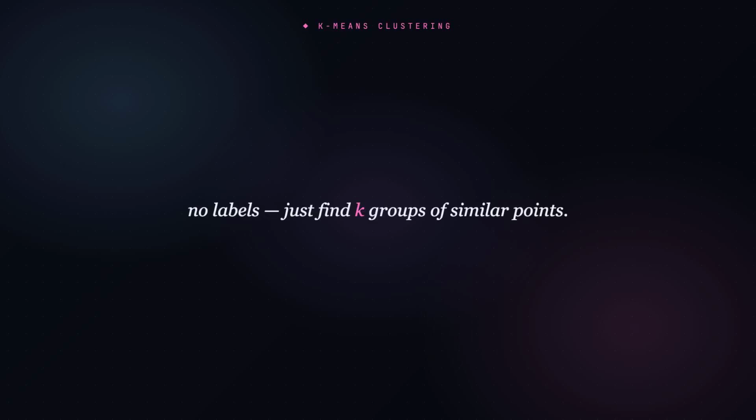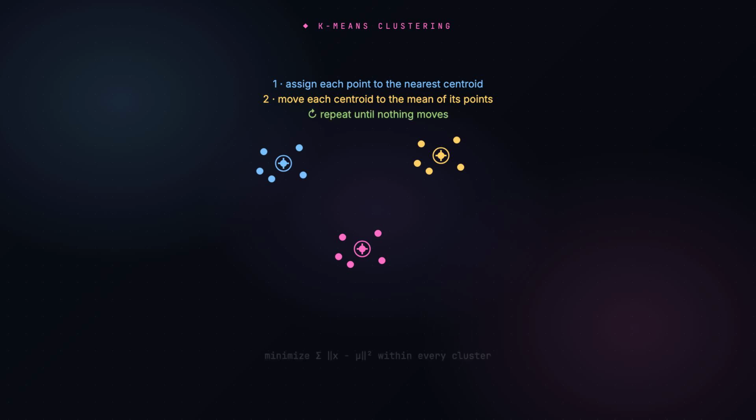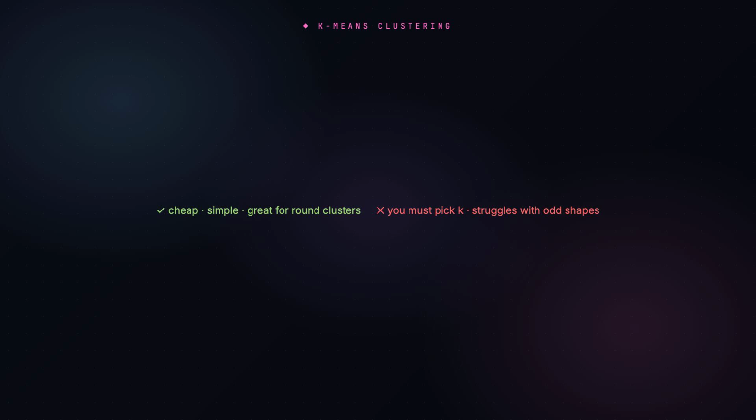Now, two unsupervised methods, no labels at all. K-means partitions the data into K groups of similar points. It alternates two steps. Assign every point to its nearest centroid, then move each centroid to the mean of the points assigned to it. Repeat until nothing moves. Under the hood, it's minimizing the total squared distance within each cluster. It's cheap and simple and works beautifully for round, evenly sized clusters. But you have to choose K in advance, and it struggles with stretched or oddly shaped groups.